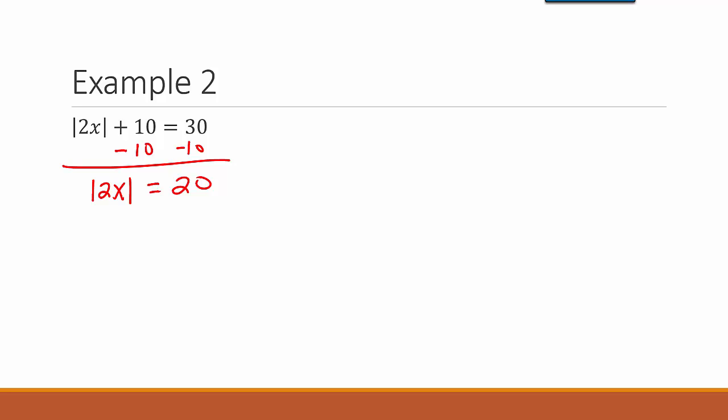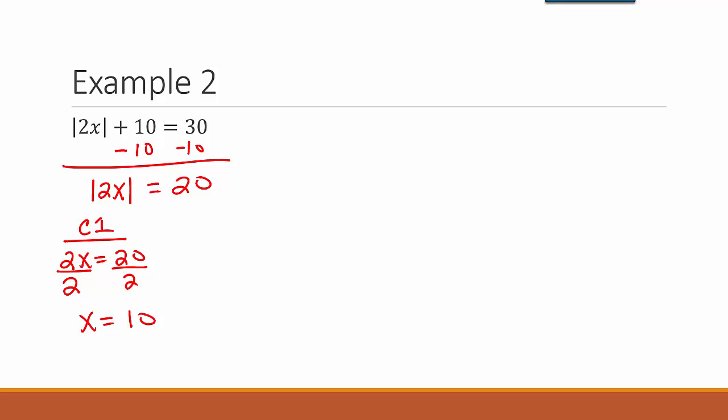I can take the absolute value of something and get positive 20. That's okay. So here is where I will create my case 1. 2x equals 20, and solve the equation. So I have 2 times x. To undo that, I would divide by 2, and x equals 10.